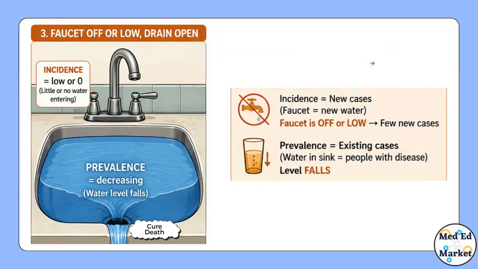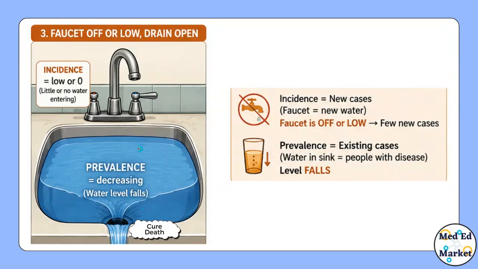And the third case we're going to look at is we have the faucet off or low, barely running. So we're going to say 0 to little new cases. And all of a sudden our drain opens up at the bottom and water starts seeping out. And that drain opening represents the disease either being cured or patients dying from the disease.